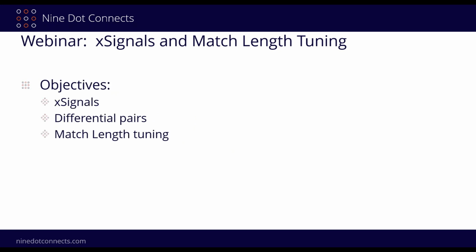So for our objectives, first and foremost, we'll talk about xSignals. Then I'm going to give a quick primer on differential pairs, because if you're going to do match length tuning, a good portion of that may actually be done on differential pairs. So we should take a look to better understand how we can set up our differential pairs. Then we'll go into the match length tuning aspect of that.